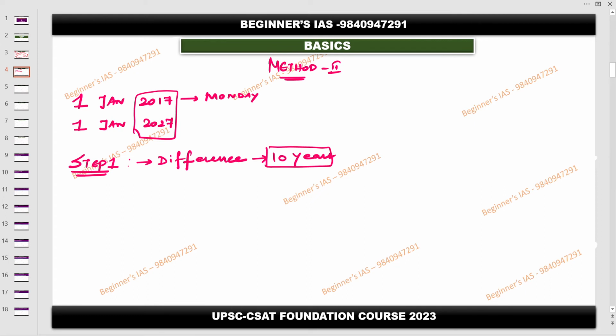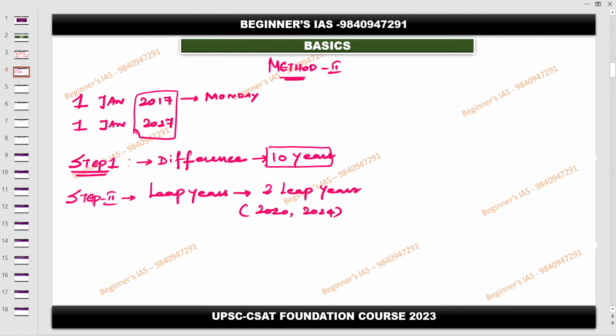Now step number 2: find the leap years. While finding the leap years, you should not consider the last one. Please make note of it. While considering the leap years, you should not take that last one. So how many leap years are there? Two leap years are there. Which are the leap years? 2020 and 2024. Why 2020 and 2024 are leap years? Since the last two digits are divisible by 4, you can say it is a leap year.